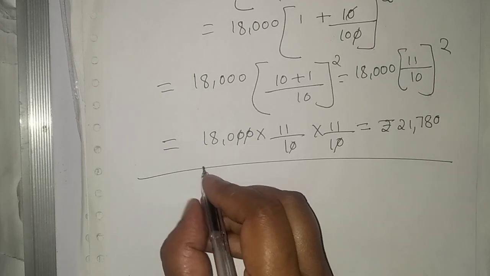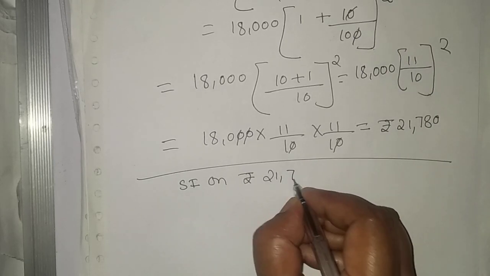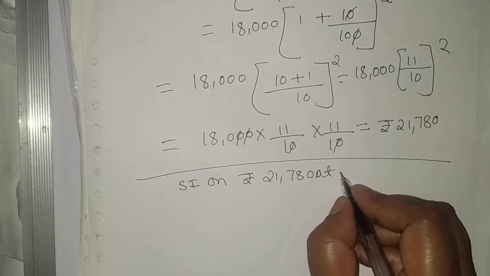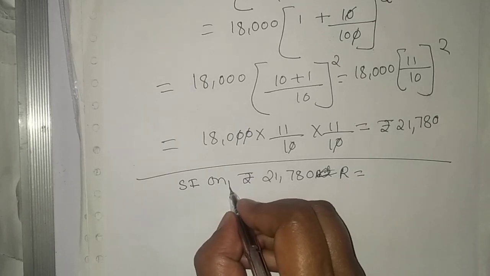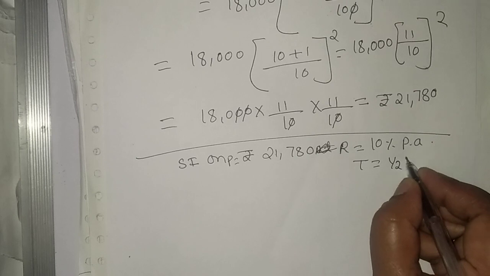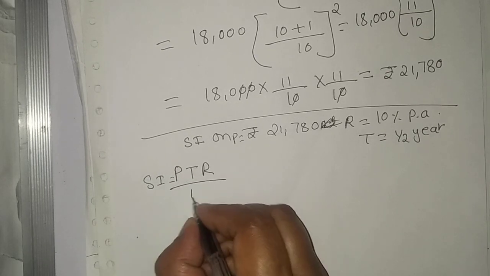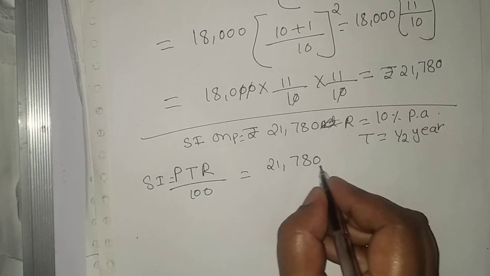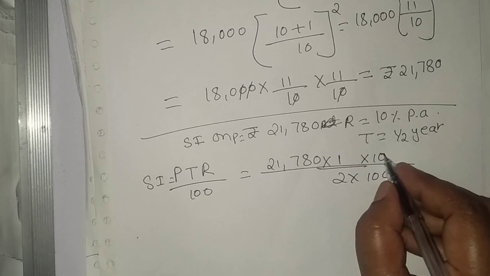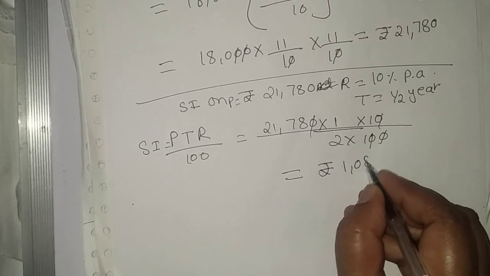Now the simple interest on rupees 21,780, at 10% rate of interest. This is P, R is equal to 10% per annum, and time is half year. Therefore SI is equal to PTR by 100, that is 21,780 into half, which comes to the denominator, into 100. Simplifying this, we get rupees 1,089.